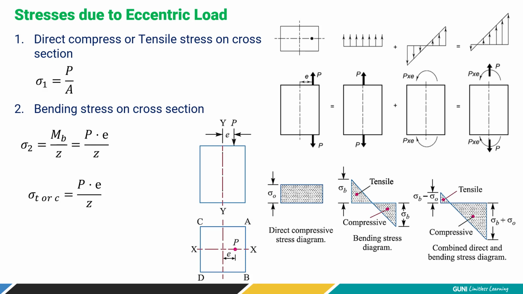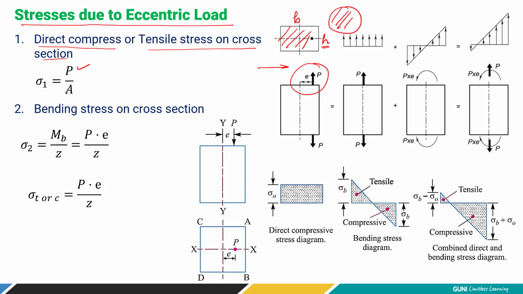Now, stresses due to eccentric loading. It's the same figure that we studied earlier. Here, the direct compressive and tensile stresses on the cross section, that is the direct stress I am talking about, is very simple: load applied divided by the cross section. So here it is a rectangular cross section, right? It is B into H. Very simple. If it is circular, it's going to be pi by 4 D square.